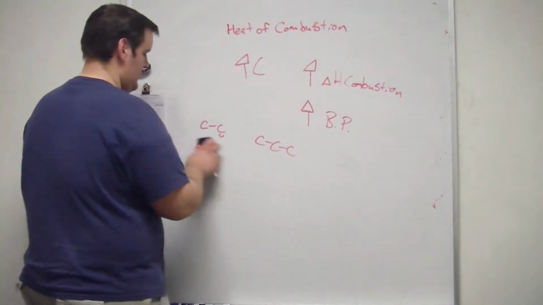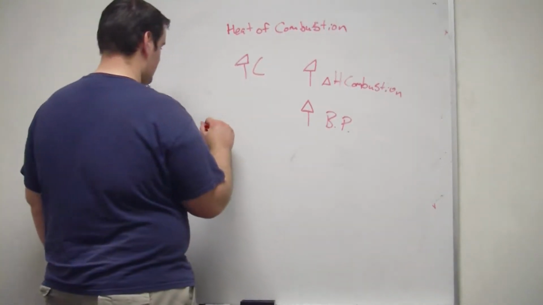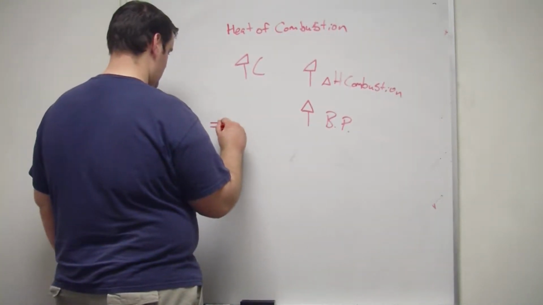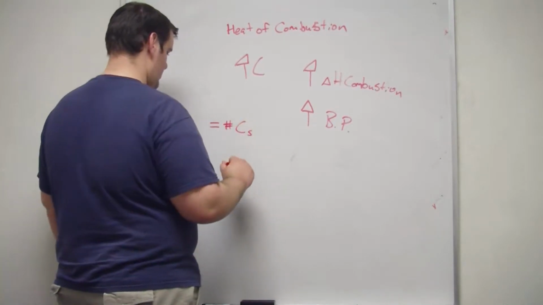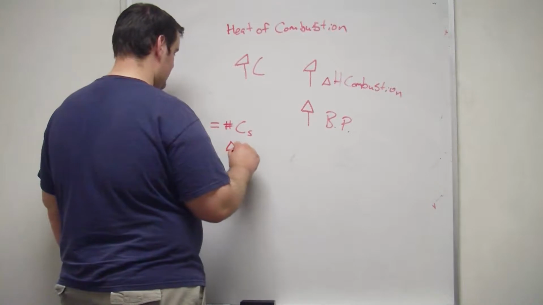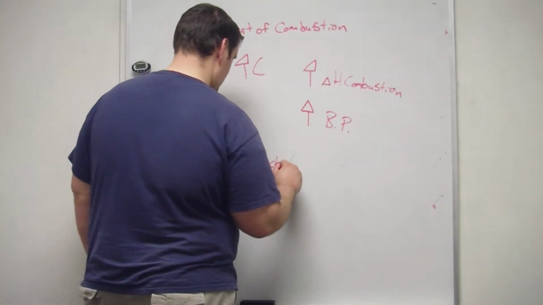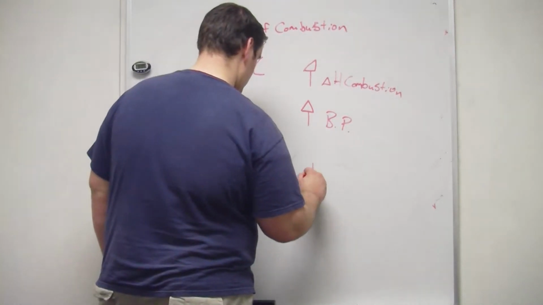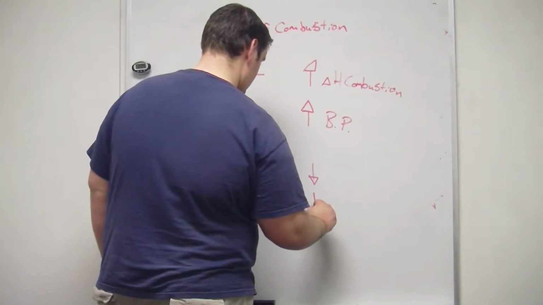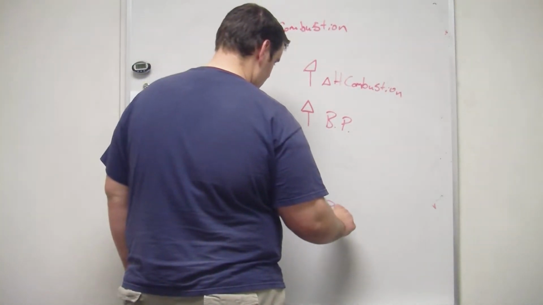If you have more electrons, there's going to be greater intermolecular forces. But what happens if we have the same number of carbons? Then it's all about the branching. If we increase branching, we decrease our heat of combustion, but increase stability. And it would decrease our boiling point.